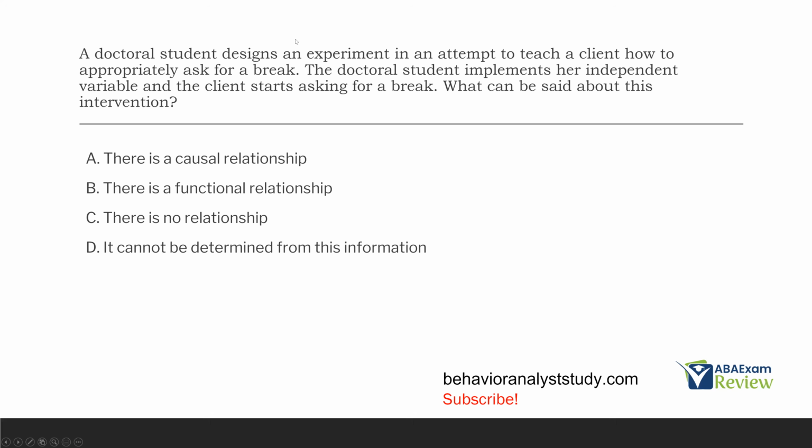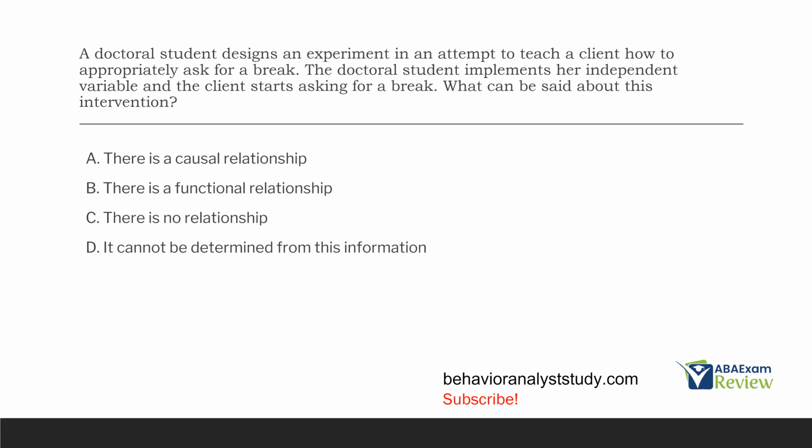We know she did an experiment to teach the client how to appropriately ask for a break. So asking for a break is our dependent variable. The student implements her independent variable, her IV, and the client asks for a break. So the IV has apparently led to a change in the DV. And when that happens, what do we say about the intervention? A, there's a causal relationship.